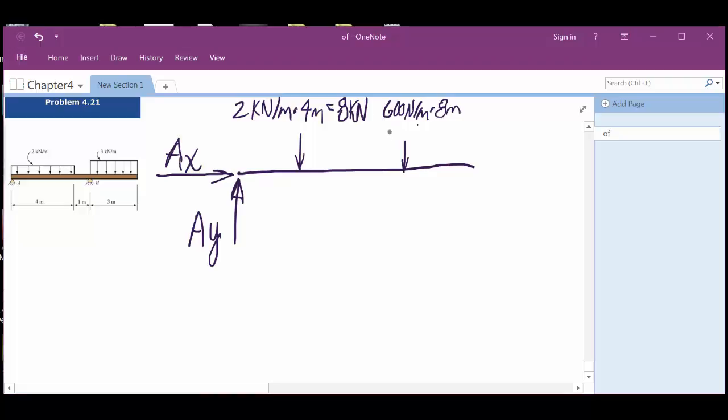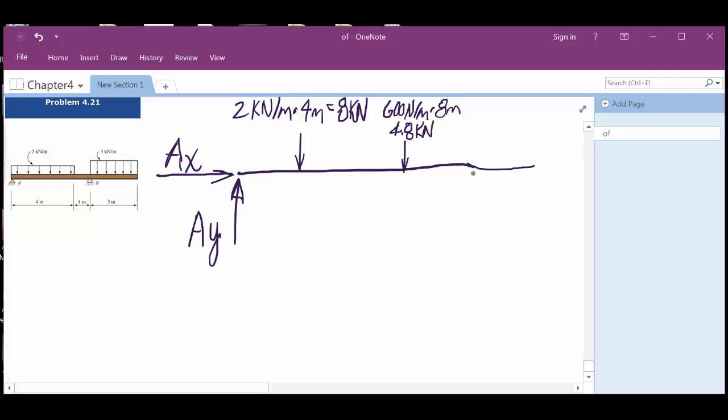Okay, now that's 4,800 newtons, right? But everything else is in kilonewtons. So curiosity wise, it's 8. Oh, because the beam's 8. Sorry, never mind. I missed that one. That's all right. So it's 4.8 kilonewtons. Okay.